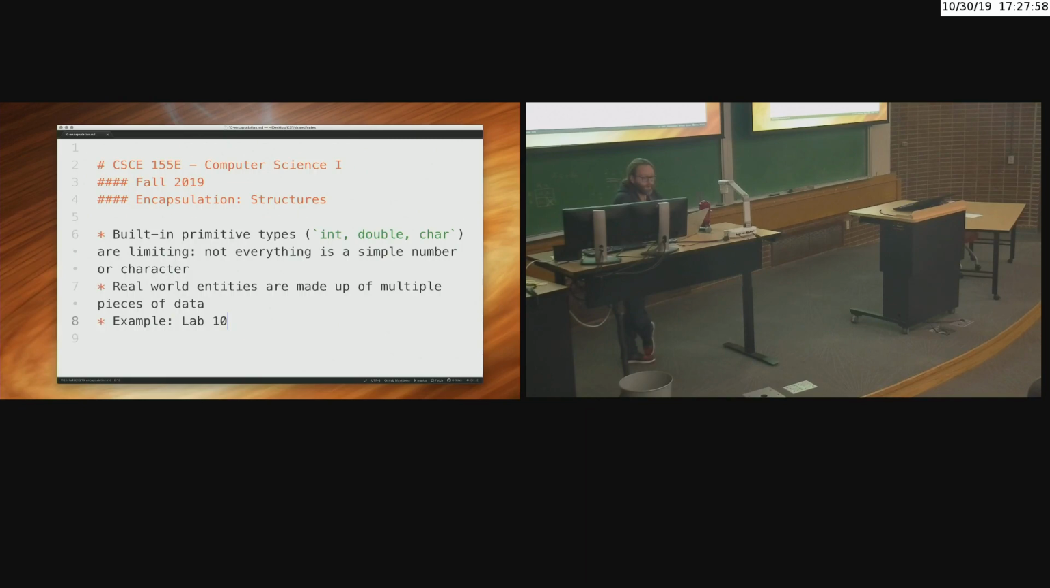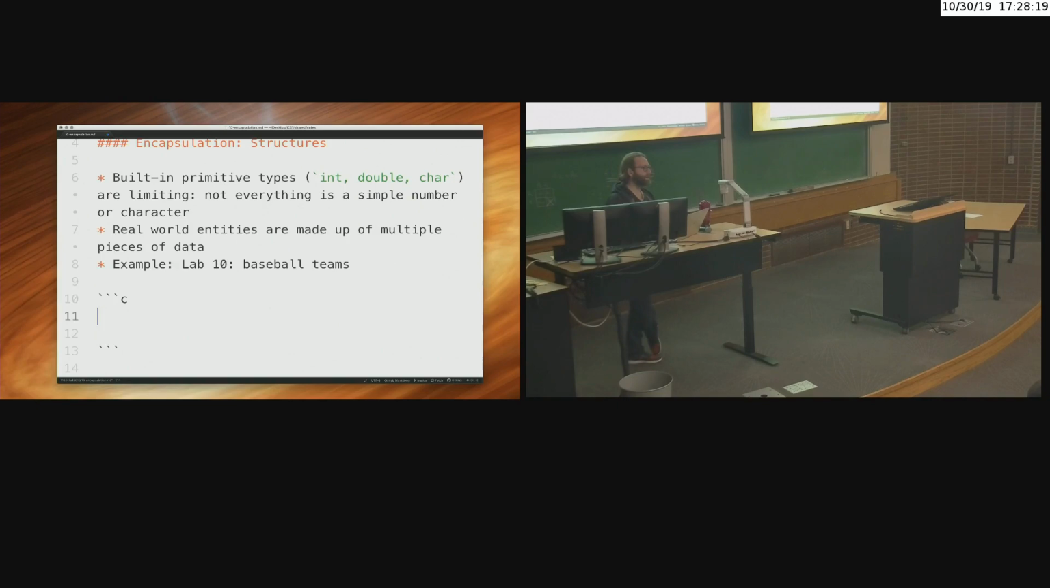So if you really took a look at that code, that was terrible code, right? And it was terrible code for a reason. Did anybody look and see how the teams were actually represented? Baseball teams. So I'm just going to go into code mode here, and let's talk about that for a second, right? What was a baseball team?